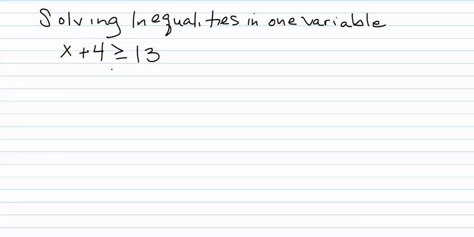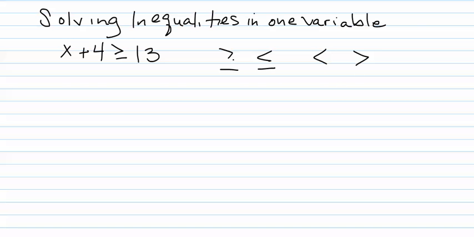When you solved equations with one variable, you found one value that would make the equation true. In inequalities, there are several values for the variable that will make it true. Sometimes you will see symbols like greater than or equal to, like I have in the problem. You may have less than or equal to, just less than, or just greater than.